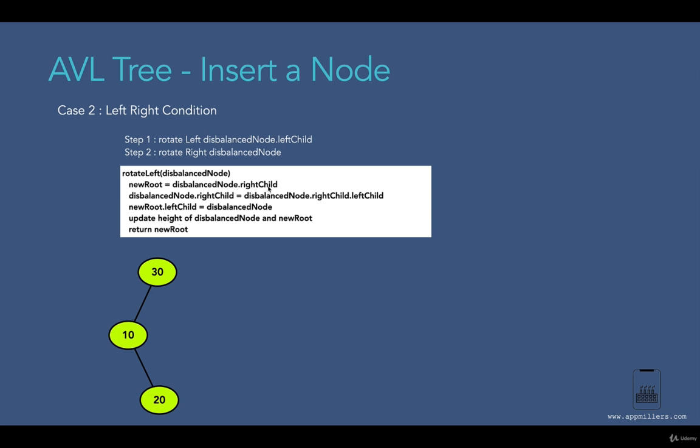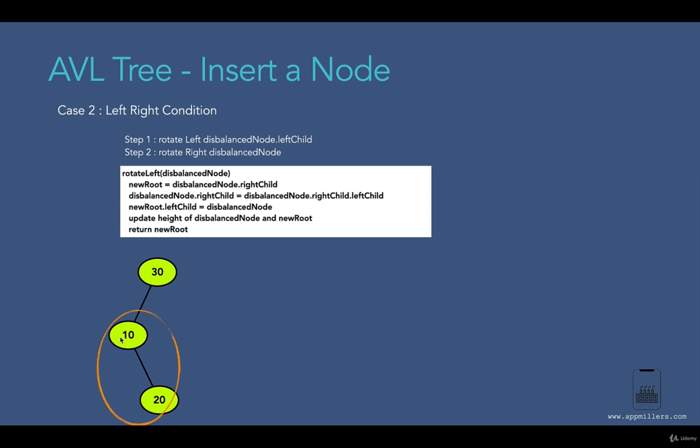and we are going to set this disbalanced node's right child to this new root over here. So in this case, as we said before, we are going to do left rotation for the left child of this disbalanced node. So we are not going to do left rotation for this node over here. We are doing left rotation for the left child of this disbalanced node. So this means that we are going to create a new root based on this 10 node over here.